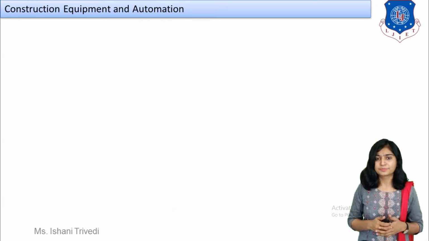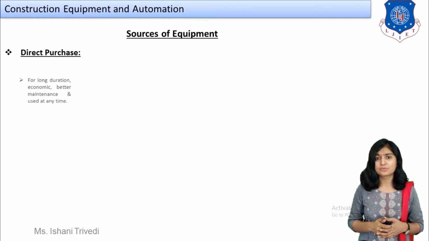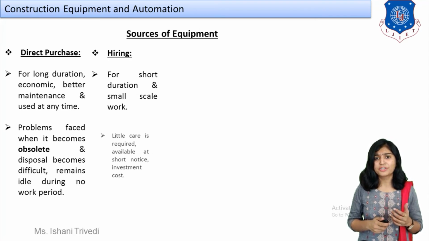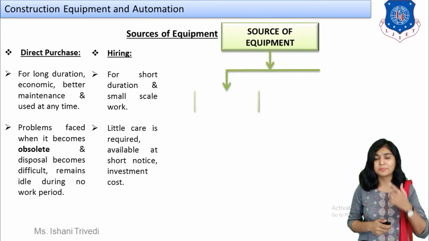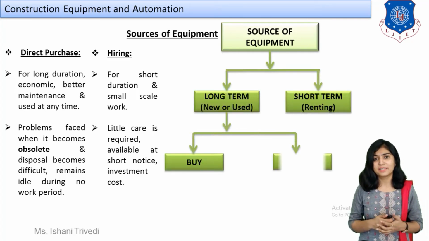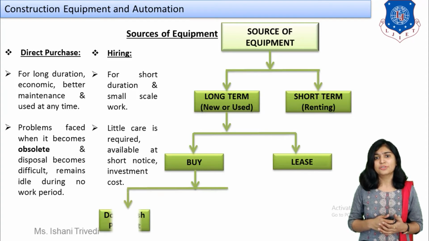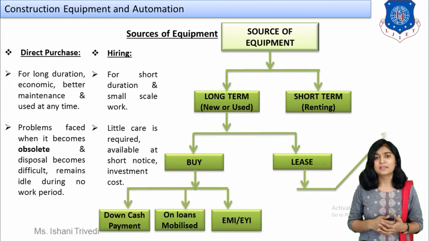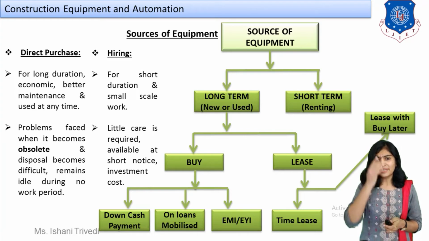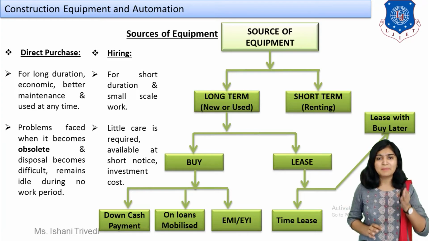Now moving forward to the sources of the equipment. How are you going to purchase the equipment, or how are you going to hire the equipment? I have cut it short to a flow chart over here. Let us talk about the same. First of all, we have two options: you can buy the equipment, you can hire the equipment.